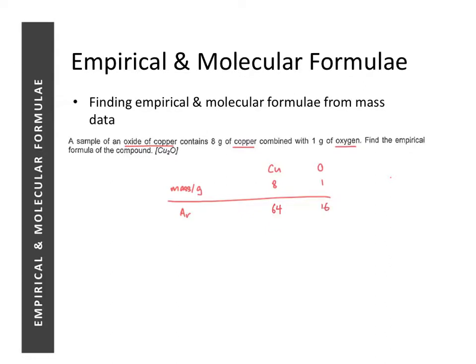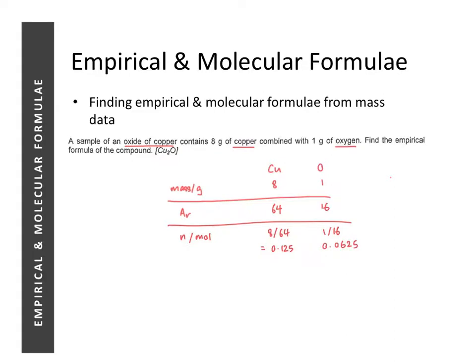Next we can find the number of moles of each element present. How do we get number of moles from mass and atomic mass? It is to take mass divided by the atomic mass. That will give us 0.125 for copper, and then this is 0.0625 for oxygen.